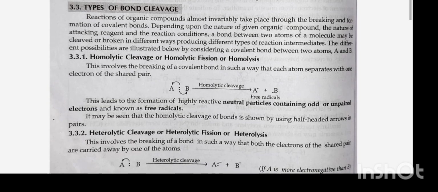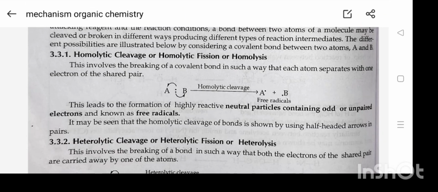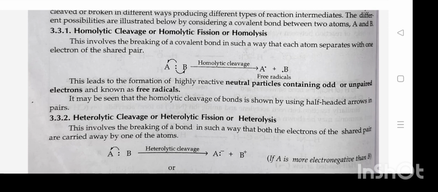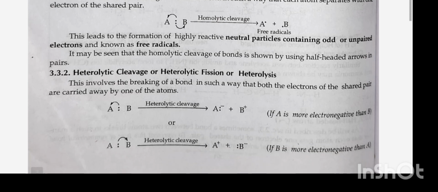Homolytic cleavage or homolytic fission or homolysis. This involves the breaking of a covalent bond in such a manner that each atom separates with one electron of the shared pair. This leads to the formation of highly reactive neutral particles containing an odd or unpaired electron, known as free radicals. It may be seen that homolytic cleavage of a bond is shown by using half-headed arrows in a pair.